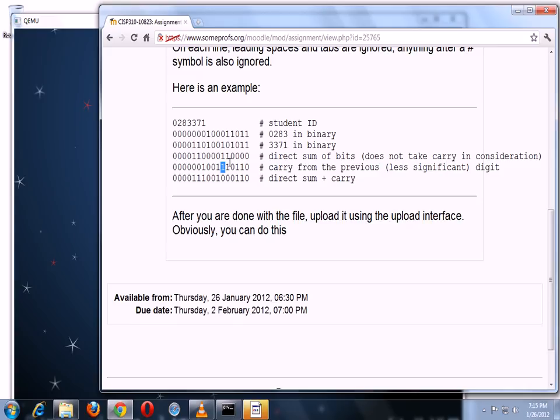It's basically the same format as what we did on Tuesday, except we don't have all the extra lines and the plus symbol and stuff like that. It's just the bits in this case. Okay. Any other questions about this?